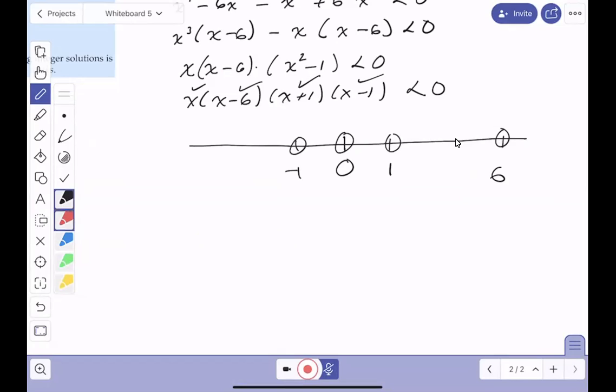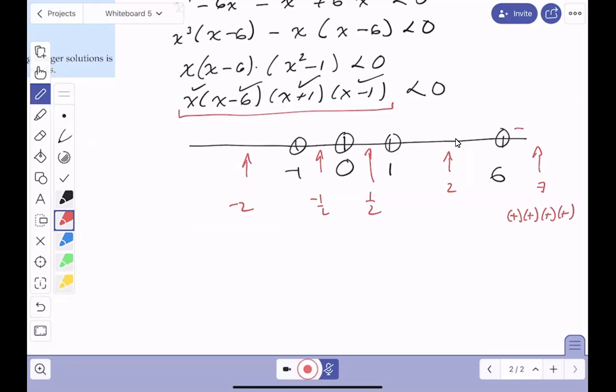What are you supposed to do now? Take test points. So a good test point over here would be like 7. I'm going to say 2 over here, a half, minus 1/2, minus 2. Let's try 7 first. And again, I'm trying it in this over here, just for sign. What would you get? Plus, plus, plus, plus. All the factors are positive. So clearly that's not less than 0, so don't shade that in.